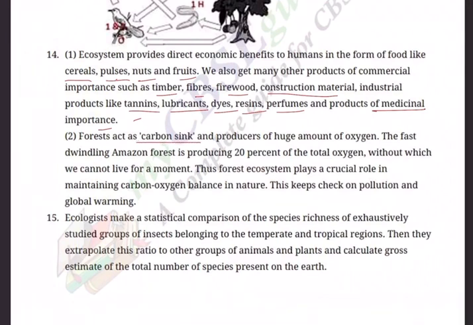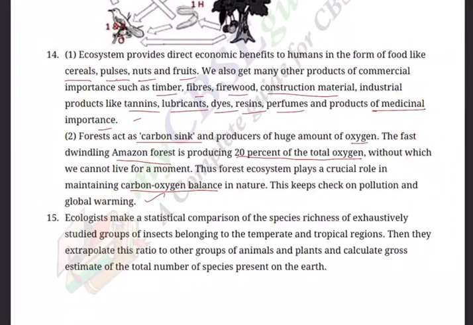Point 2. Forests act as carbon sink and producers of a huge amount of oxygen. The fast dwindling Amazon forest is producing 20% of the total oxygen, without which we cannot live for a moment. Thus, forest ecosystem plays a crucial role in maintaining carbon-oxygen balance in nature. This keeps a check on pollution and global warming.